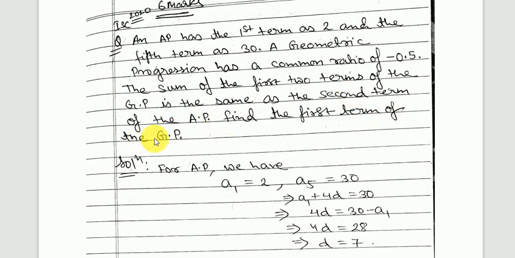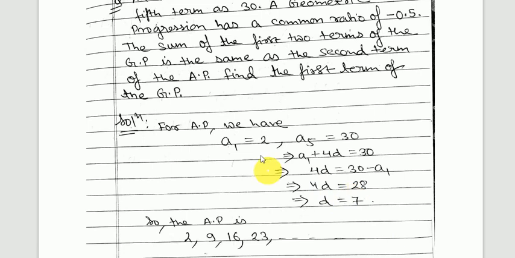Okay. So let us start. Let us write down whatever we have been given. So for the AP we have A1 equal to 2, A5 equal to 30. So A5 means what? A1 plus 4D equal to 30. I know the value of A1, so in place of A1 I can put 2. Then simplify, you get D equal to 7. So for this AP you know the first term and you know D, the common difference. Since you know the common difference, you can find the second term of this AP. So the second term of this AP will be 9, the third will be 16, and so on. So this is the AP.